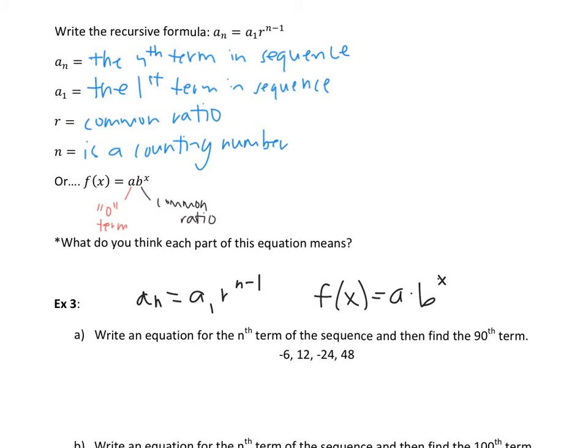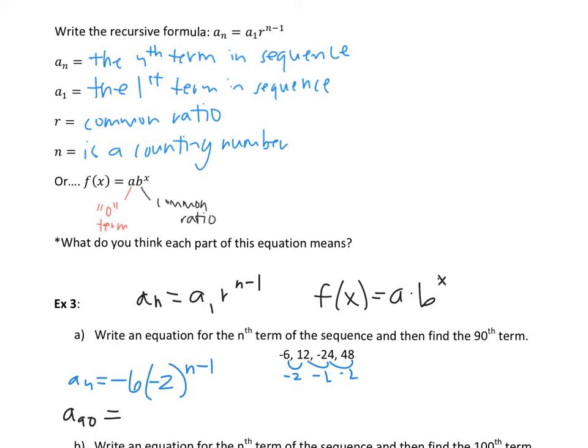Okay, so if we look here, what's happening between this sequence as we are multiplying by -2? So -2, right, between each term. So if we write the recursive formula, a sub n equals a sub 1, our first term, right, which is -6, times the common ratio, which is -2, to the n minus 1 power. And then if I want to find the 90th term, I'm saying, okay, a sub 90. That's just on the left-hand side to denote to the reader, hey, this is what term I want you to find.